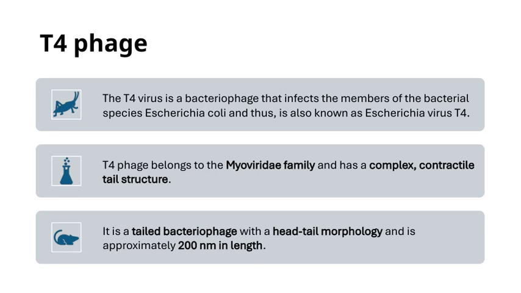Let's take a closer look at the T4 phage. This is a classic example of a bacteriophage, which is a virus that infects bacteria. The T4 phage is particularly well studied because of its complex structure and its role in understanding viral replication. If we think about its shape, it has a head, or capsid, that contains the genetic material, and a tail that it uses to attach to and inject its DNA into a bacterial cell. This mechanism is quite efficient and highlights the sophisticated ways viruses have evolved to infect host cells.